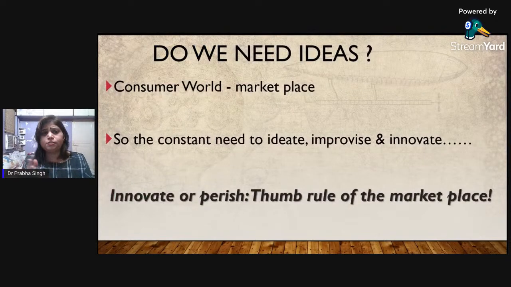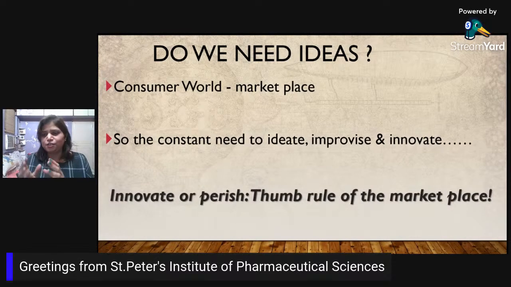So why do we need ideas? Because it's a consumer world. Whether we need it or not, it is very important: want, need, desire. If you don't need it, then you may want it. Like an iPhone, the best example: do we actually require an iPhone? A normal Android smartphone is also good enough, because after all, whatever we are doing is the same. But the marketplace does not just fill the need, it fills want, need, and desires. If there is no desire, then you have to create it in the market, and that is how the market works. If you don't innovate, you will perish, and that is the thumb rule of the marketplace.